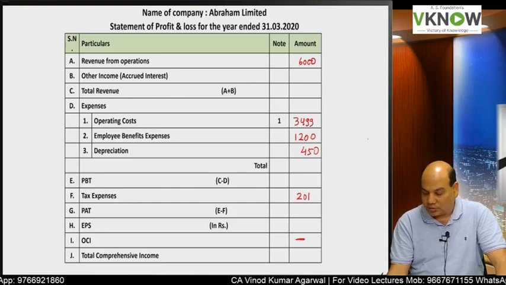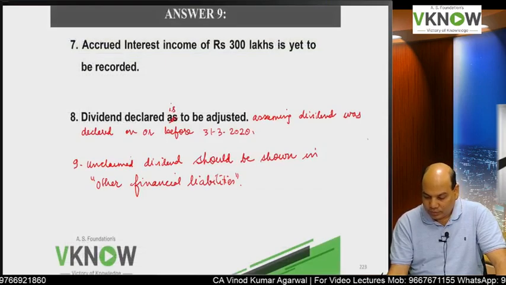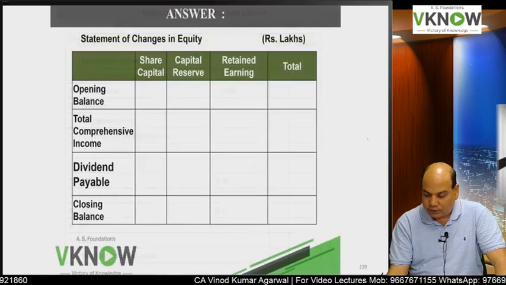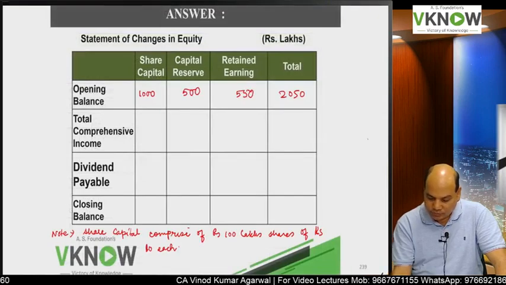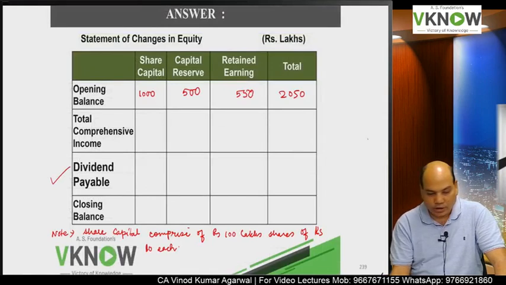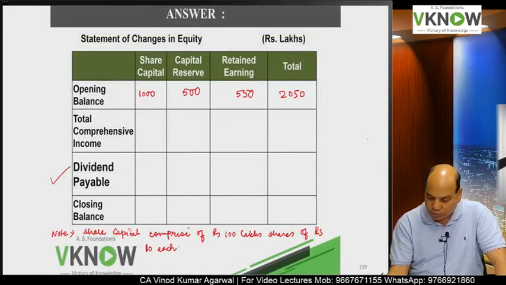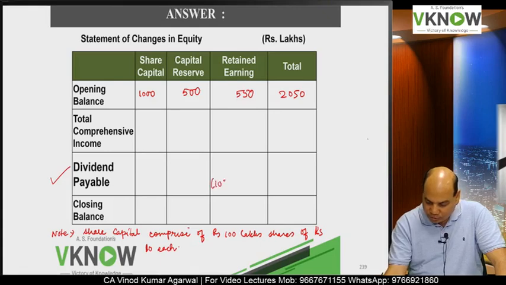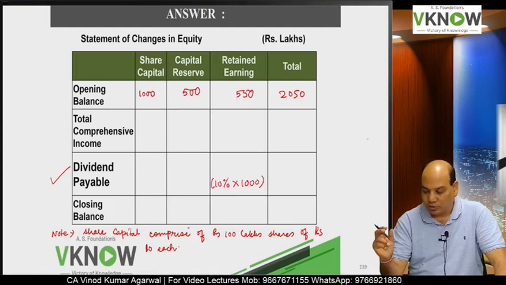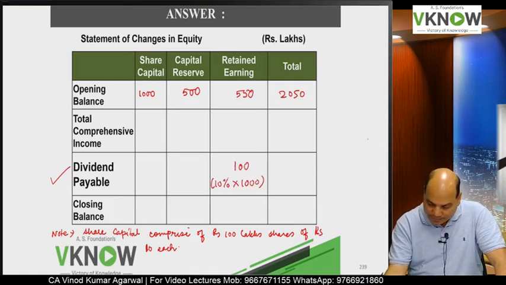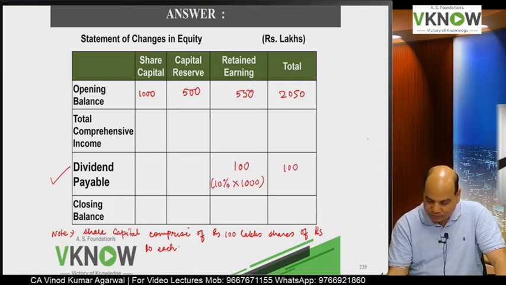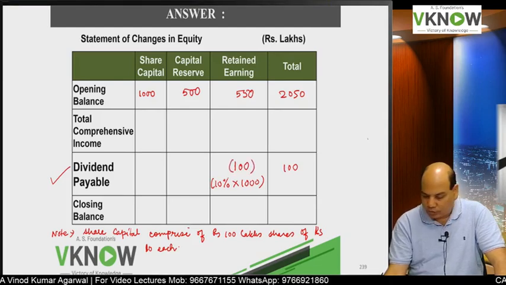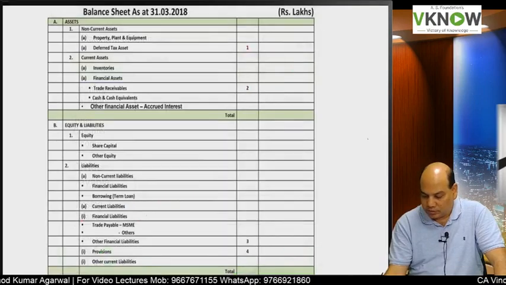So what is the effect you will give? One is you will deduct it from SOCIE. In the third line I have written dividend payable from retained earning. How much? 10% of share capital. Dividend is calculated on share capital 100, total 100, and this you can put in bracket because I have to reduce it. And what about the second effect?